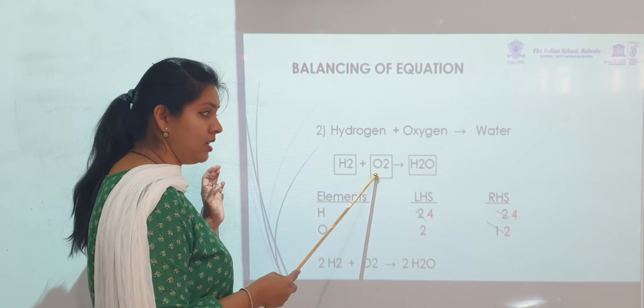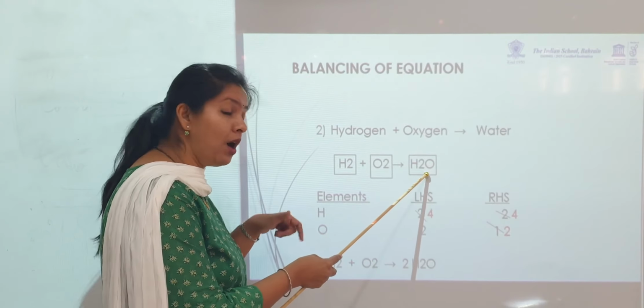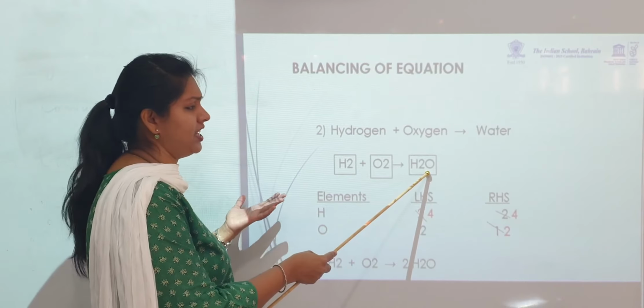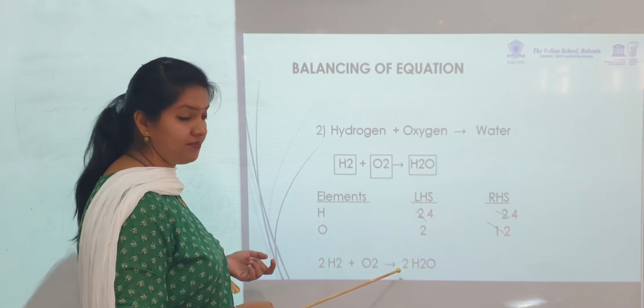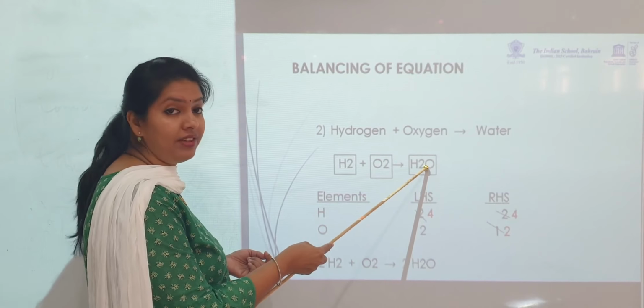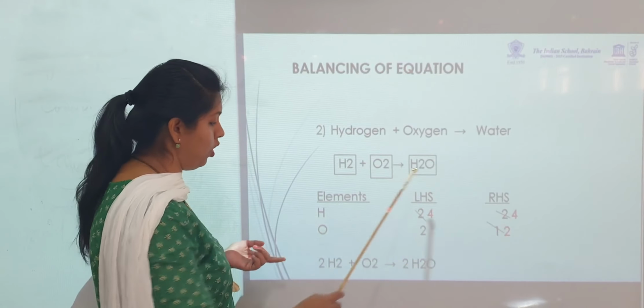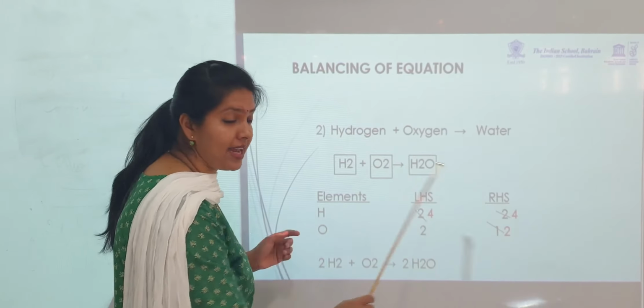Oxygen 2 over here on the left hand side. Oxygen 1 over here on the right hand side. How do I make this oxygen 2? Very easy. Put a 2 here. See? When I write a 2 here, my oxygen on the right hand side also becomes 2. So I cancelled off that 1 and made it 2. So oxygen on the left hand side and right hand side is 2.